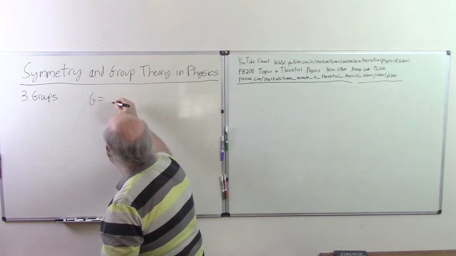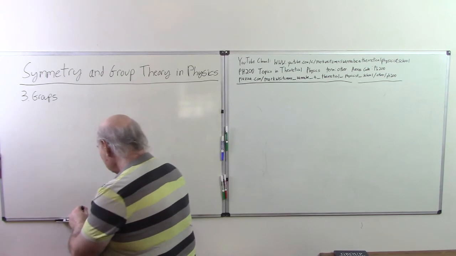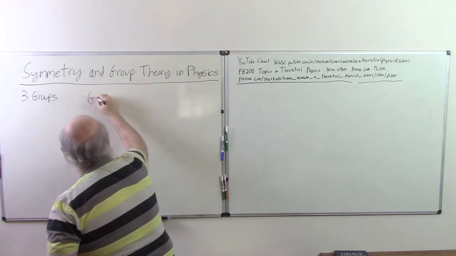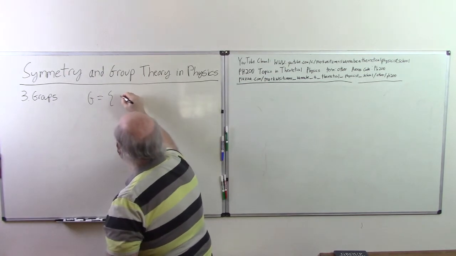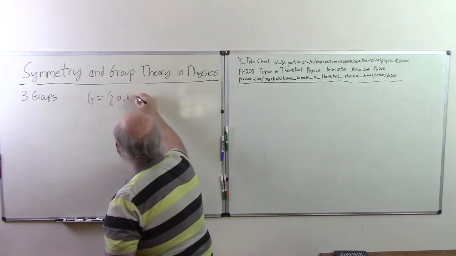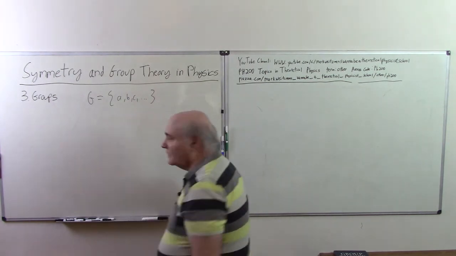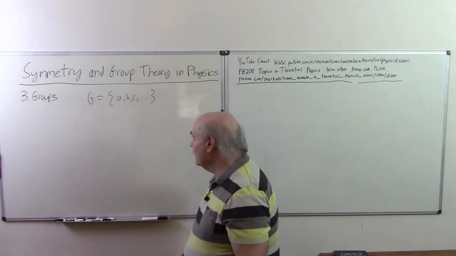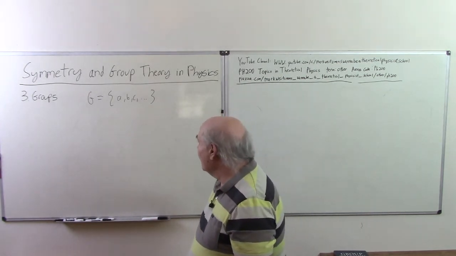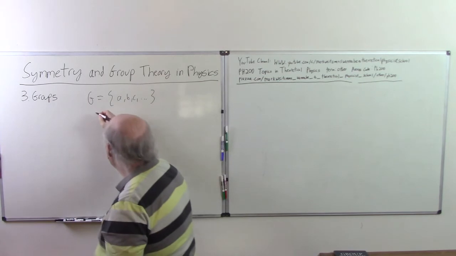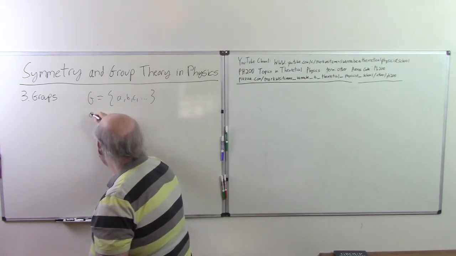A group G is just a set of objects. Let's call them A, B, C. Could be infinite, could be finite. Mostly we're going to treat finite groups at the start of this course, but eventually we'll go to infinite groups. And then there's a function on G cross G.